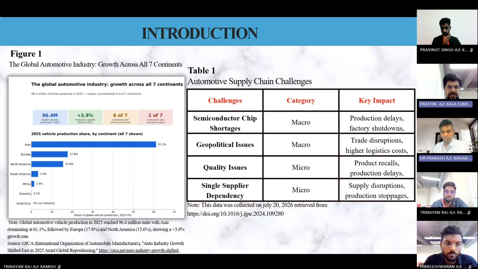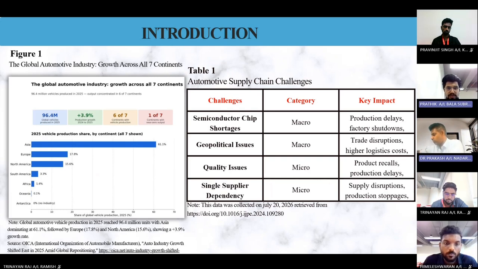This slide introduces the global automotive supply chain. Figure 1 shows that Asia is the largest vehicle producer, contributing 61.1% of global production, followed by Europe 17.8% and North America 15.6%. The remaining production comes from South America 3.3%, Africa 1.4% and Oceania 0.1%. This means the industry depends heavily on Asia, so any disruption can affect the global supply chain.